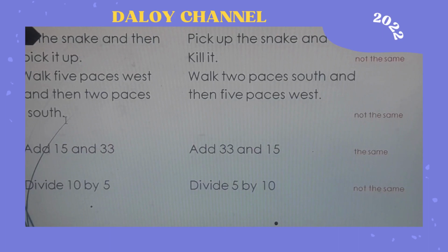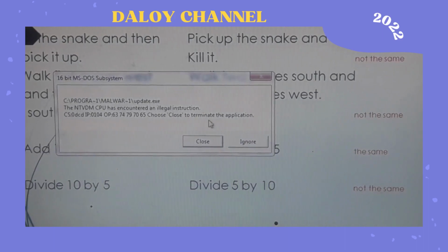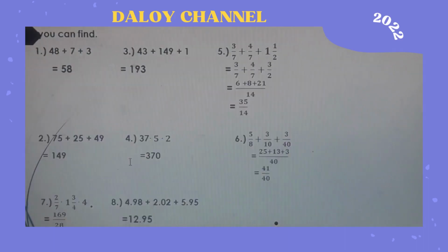Second column, divide 5 by 10. They are not the same. Letter B, follow the calculation in the quickest way you can find. So number 1, you're required to add 48 plus 7 plus 3, which is equal to 58. Number 2, 75 plus 25 plus 49 equals 149.